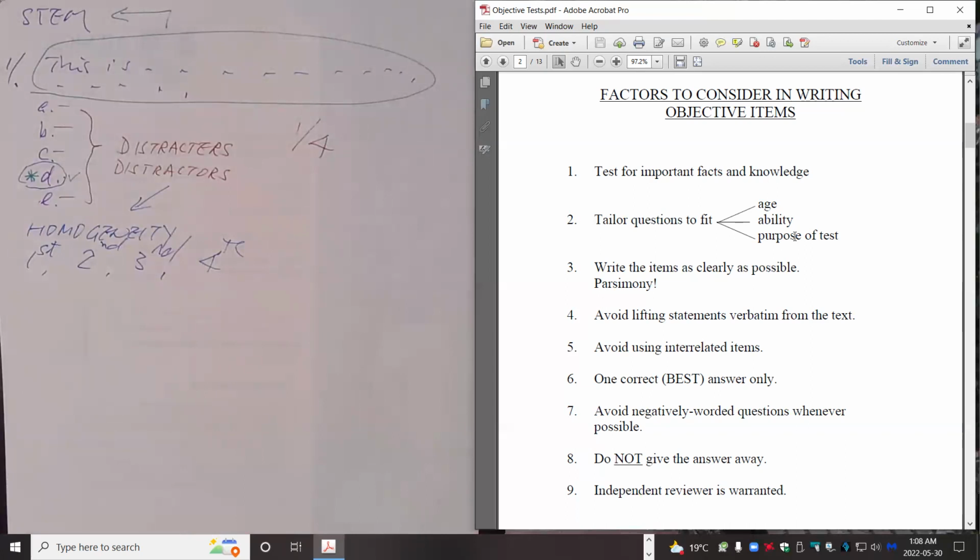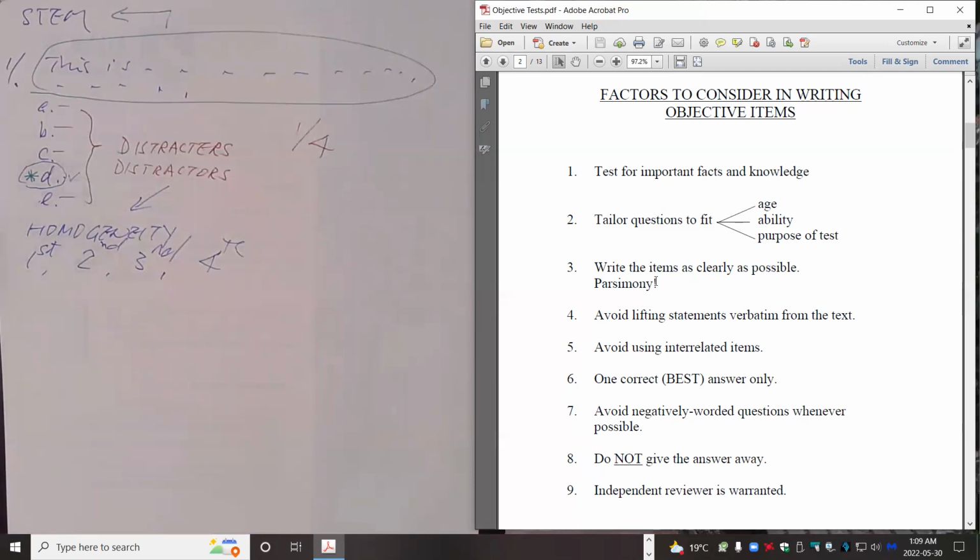For example, in the primary grades, you use true false rather than multiple choice, which has to be eased in gradually as the child grows older. You start with true false, then 3 choices and 4 choices, eventually 5. Right? Okay.